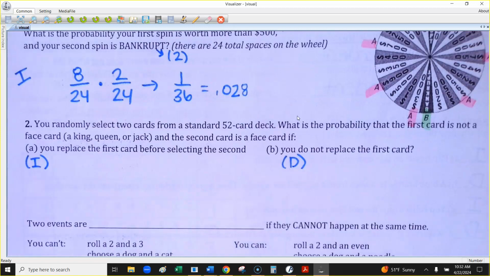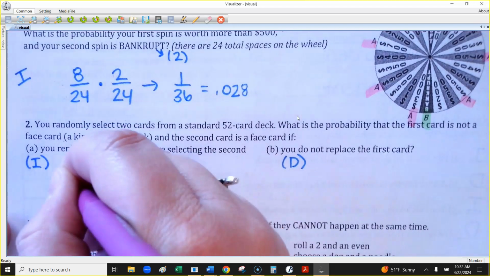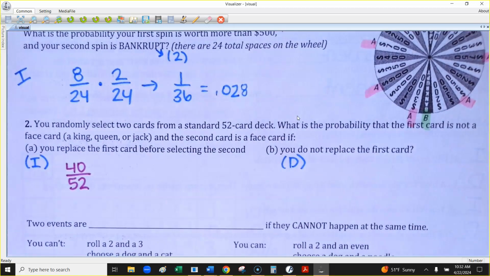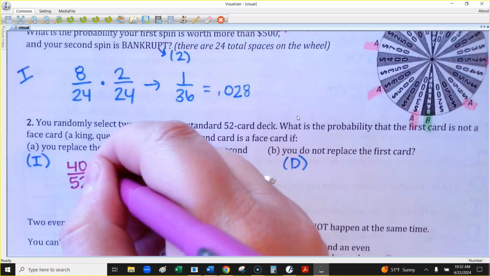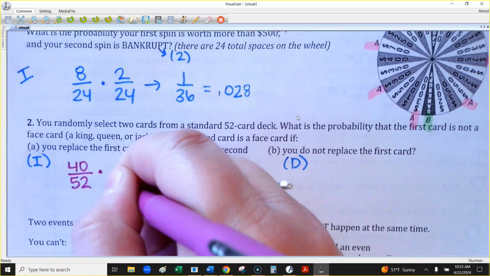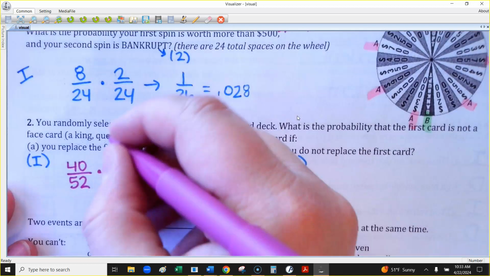Jackie? You're so close. It's 40. It's 40 out of 52. So it'd be the aces, the 2s, the 3s on up. So there's 40 of them. And then if I put it back, I still have 52 cards. You guys know how many face cards are in a deck? There should be 12. There's 4 kings, 4 queens, 4 jacks, 1 for each suit, so this would be 12.